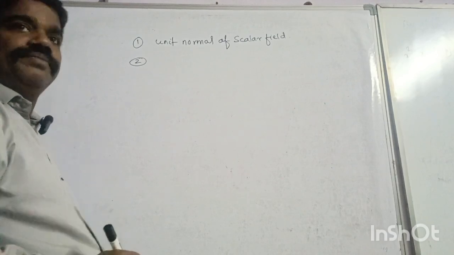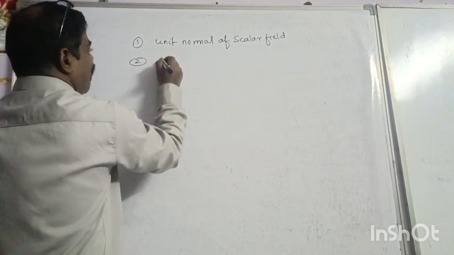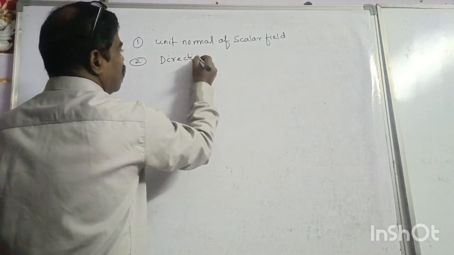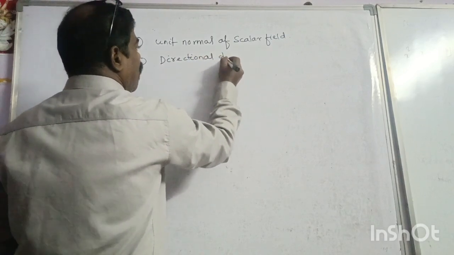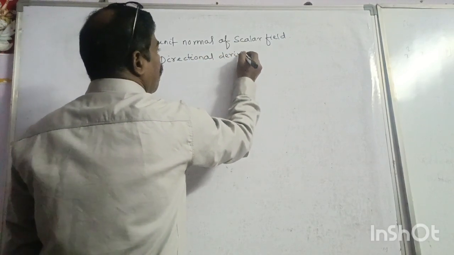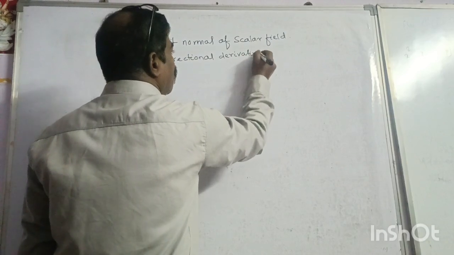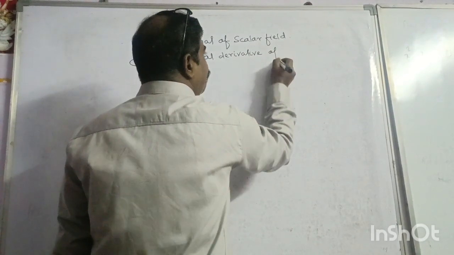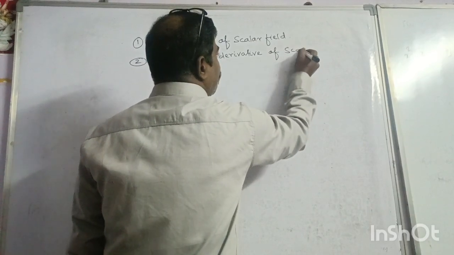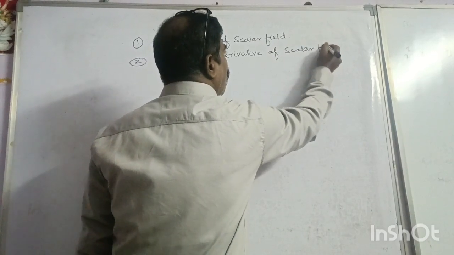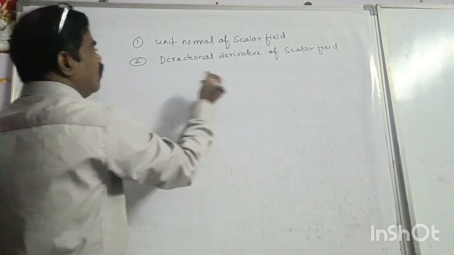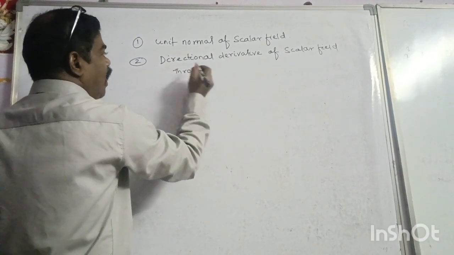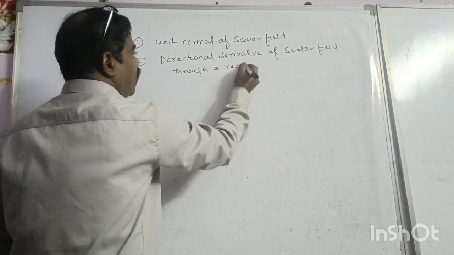Number two, directional derivative of scalar field through a vector.